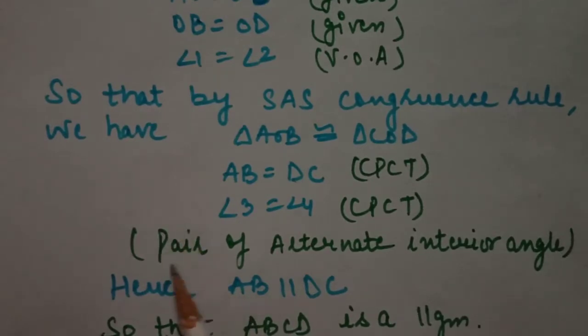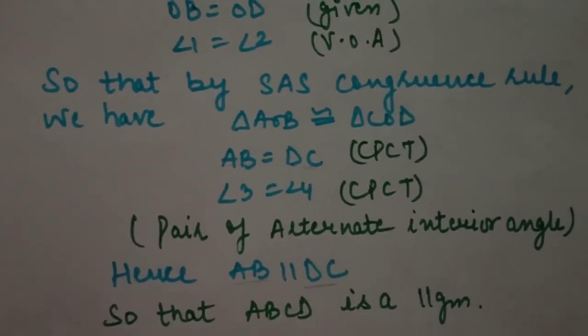So students, if these two sides are parallel as well as equal, then ABCD is a parallelogram, because if in a quadrilateral one pair of sides is equal and parallel, that quadrilateral will be a parallelogram, and we can prove that the other pair is equal and parallel also by the congruency rule. So students, this is your theorem 8.7.